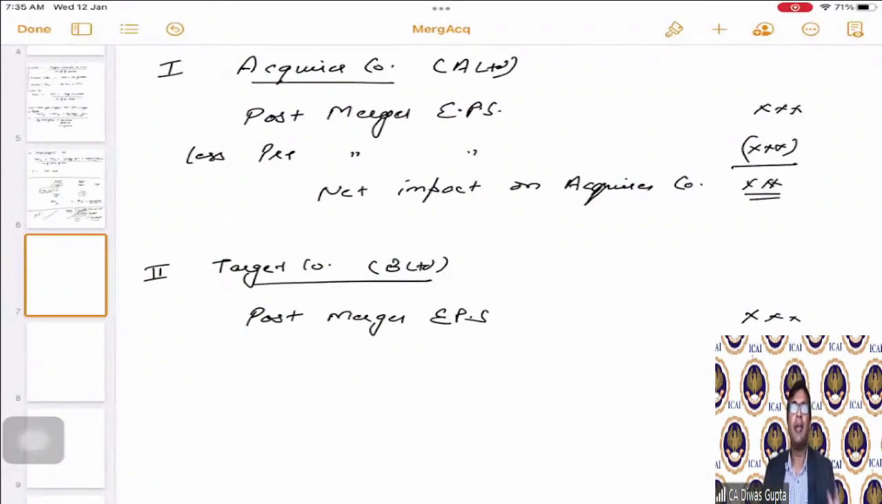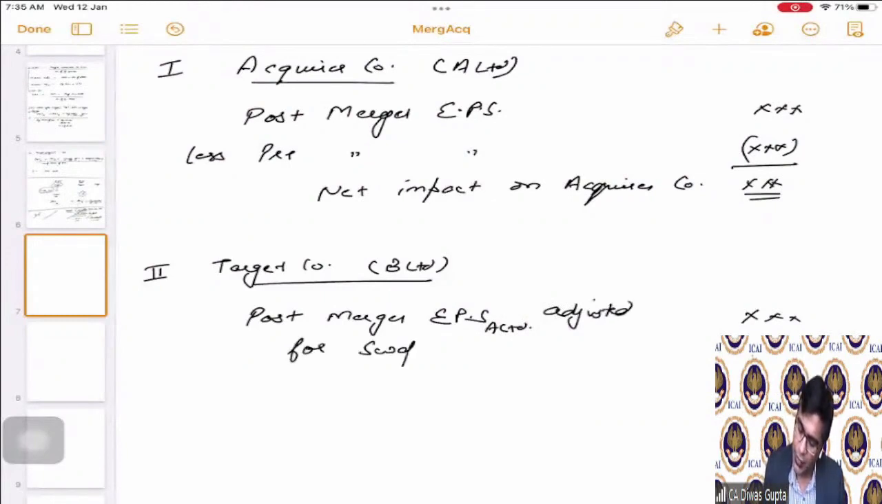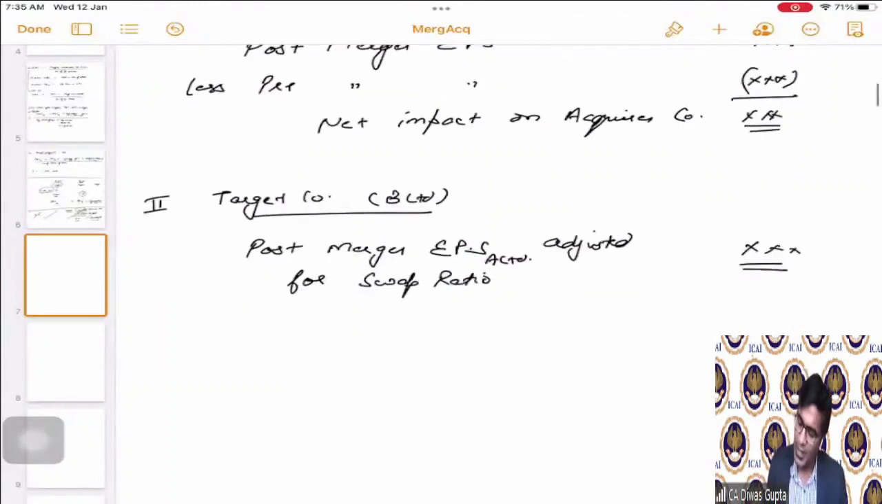For example, one equity shareholder of B Limited has not got one equity share of A Limited. It is not 1:1. If it were 1:1, then it would be okay to take the post-merger EPS of A Limited as is. But what we have to do is adjust for the swap ratio. So the post-merger EPS of A Limited has to be adjusted for the swap ratio. This amount will then be comparable with the pre-merger EPS of B Limited.